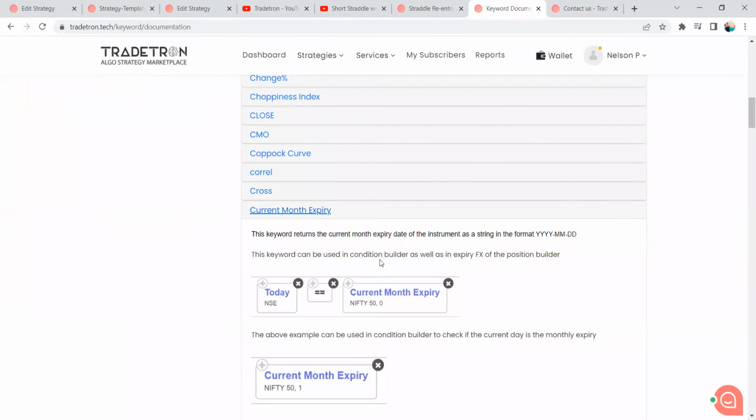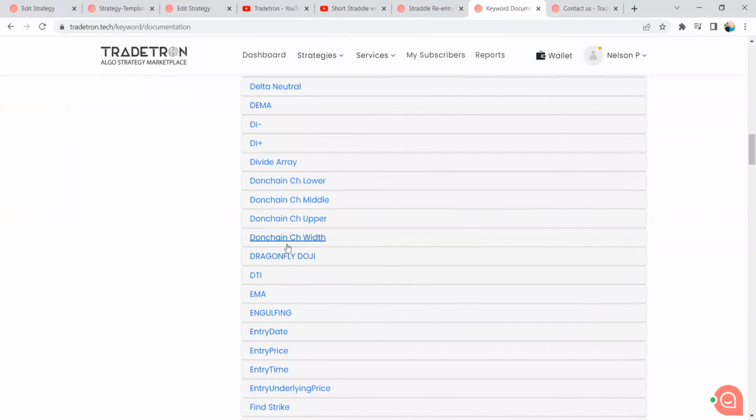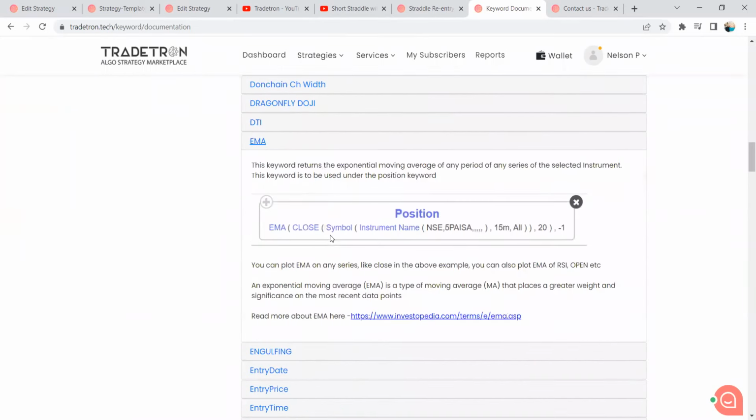Current month expiry that we just used, right? Like today is equal to current month expiry. All those keywords, for example, EMA strategy, how to use that along with what is the meaning, all of those examples are available over here. So you can refer to this keyword documentation and create a strategy.